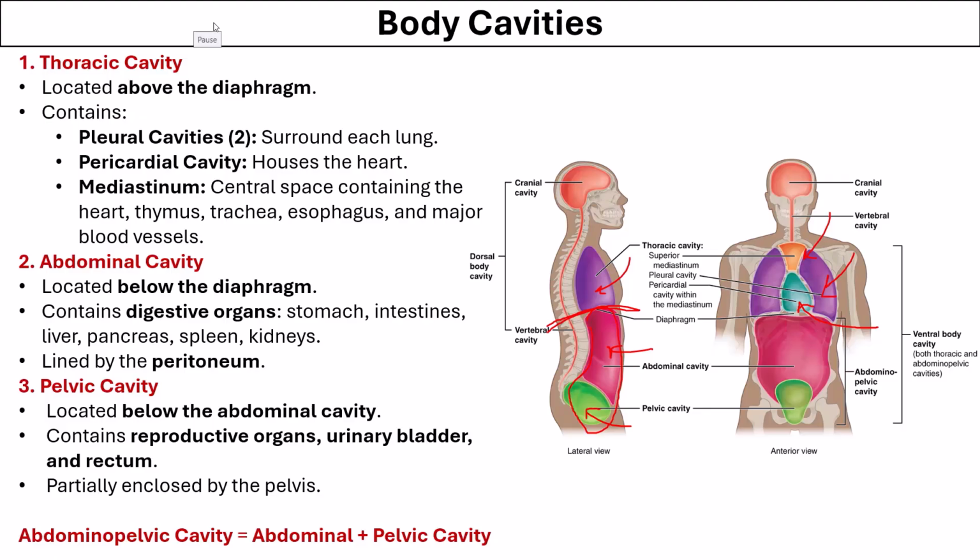Then the abdominal cavity is the one that is located under the diaphragm. It covers the stomach, intestine, liver, pancreas, and spleen, and it's lined by the peritoneum, or the peritoneal cavity. That's the name given to it. The pelvic cavity is below the abdominal cavity. It covers the reproductive organs, urinary bladder, and rectum, and it's partially enclosed by the pelvis, which is your girdle, the bones in your hip.